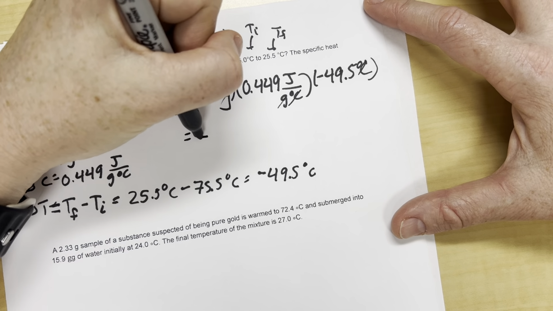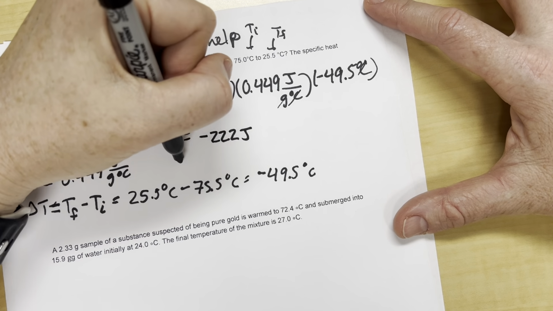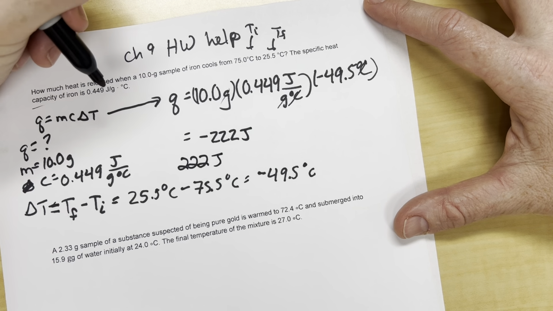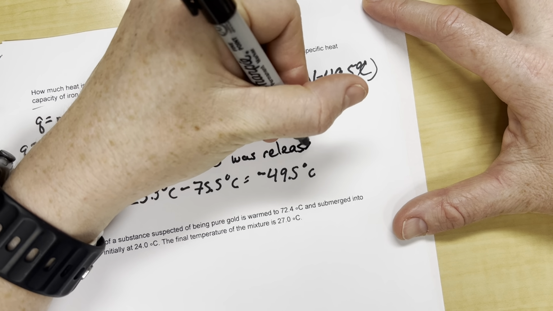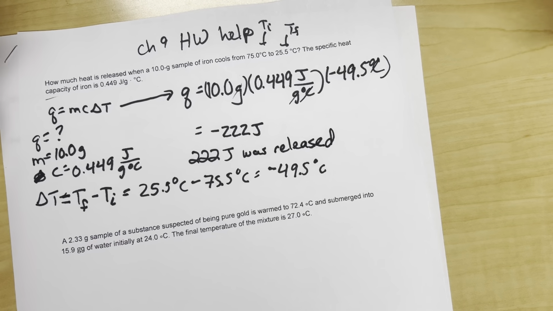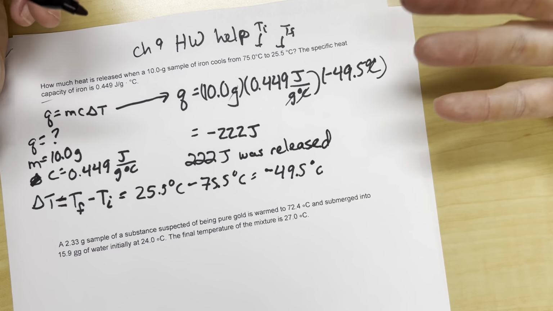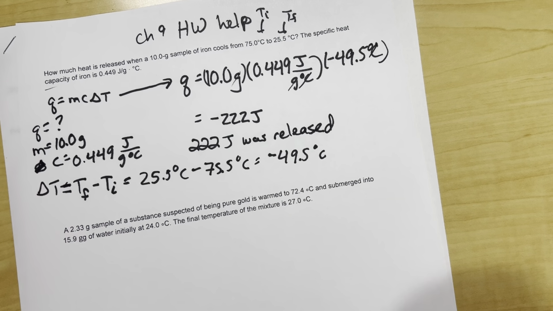We should get an answer of negative 222 joules of heat, meaning another way to write that is that 222 joules was released. It's just like when you go to your bank account and you take money out, you don't say, I took out negative $25. Even though your statement will show it was negative $25, you say you took out a positive $25. That's why it's written that way.